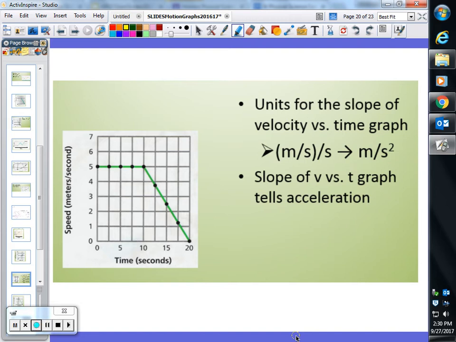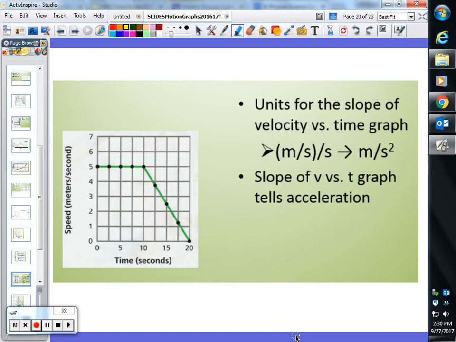So in this picture right here, if we had to describe the motion of this object, what would we say is happening? Okay. Talk to the person next to you. Describe the motion of this object if you were watching it. Go.